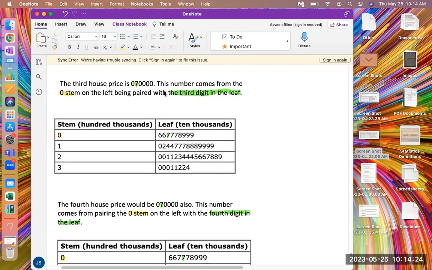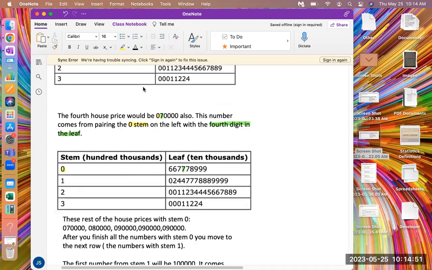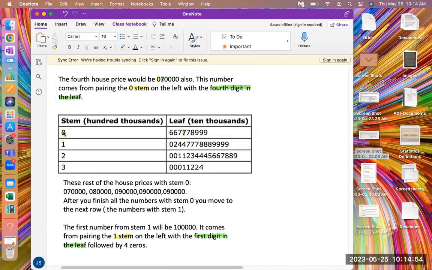Okay, but the third house price listed in this stem leaf plot is coming from the stem of 0 again, matched with the third number in the leaf, which is a 7 here. So it's 0, 7, and then, like I said, because we need to force that leaf to be in the 10,000s place, we add the 4 zeros. So it ends up being 70,000 is the third house price. Then the fourth house price is again the same stem matched with the fourth digit in the leaf, which is a 7 again. So it's another 70,000.